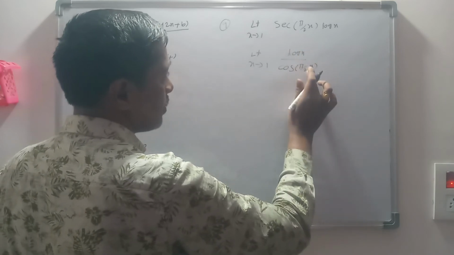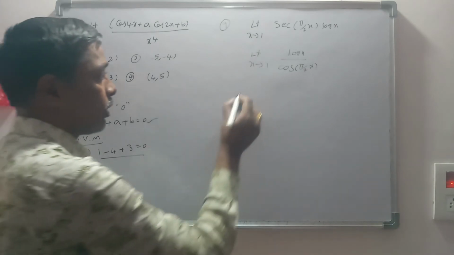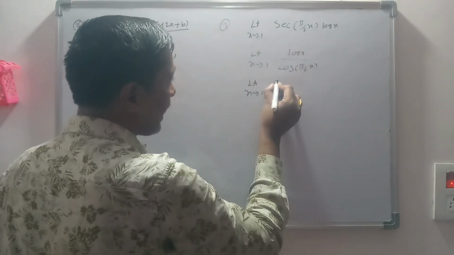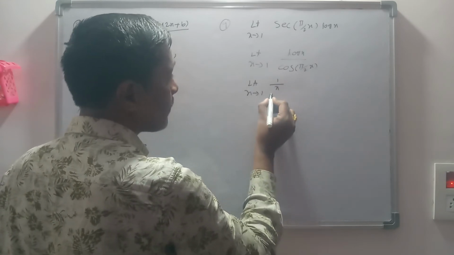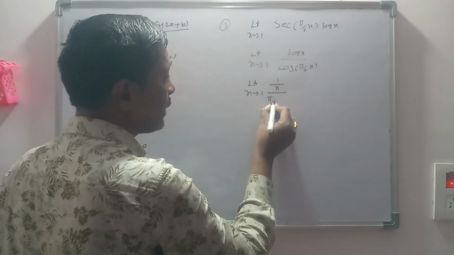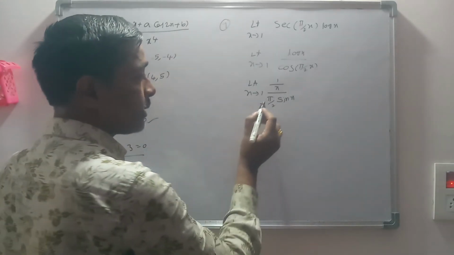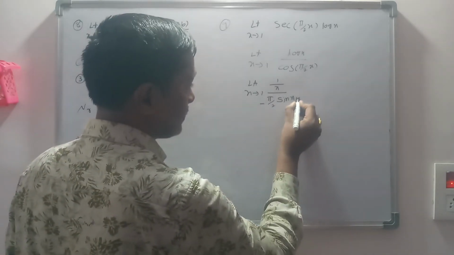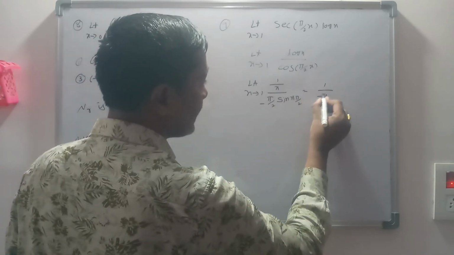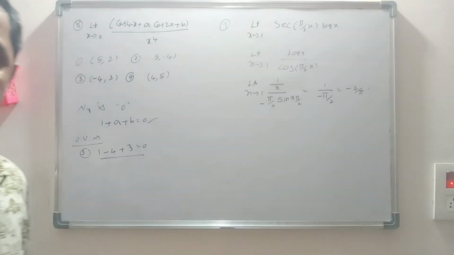Limit x tends to 1, log 1 is 0, cos pi by 2 is 0. 0 by 0 form, using L'Hospital rule. Limit x tends to 1. What is the derivative of log x? 1 by x. What is the derivative of the denominator? Pi by 2 into minus sin pi by 2x. Put x equal to 1. That is 1 by minus pi by 2. Reciprocal. Minus 2 by pi is the answer.